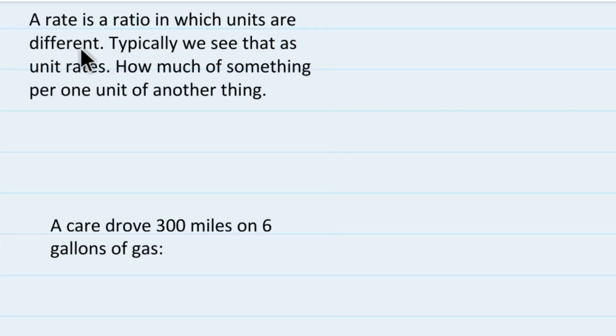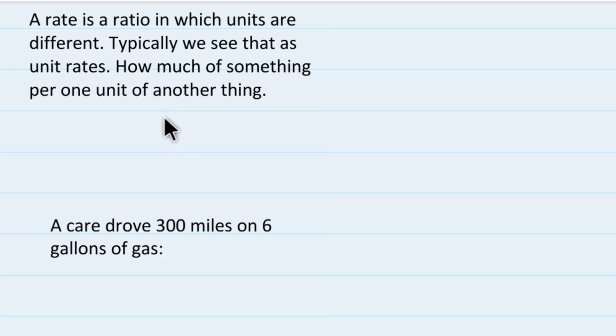Now we learn what is rate, and we will also try to figure out the difference between ratio and rate. A rate is a ratio in which units are different. Note that in a rate the units are different, but while dealing with a ratio, the units of both quantities must be similar. Typically, we see these as unit rates: how much of something per unit of another thing.